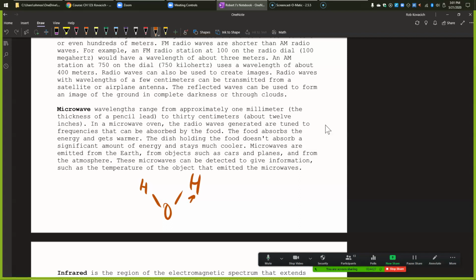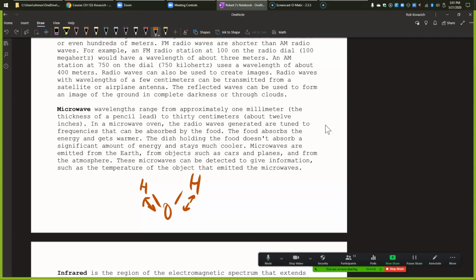So the hydrogen and oxygens go in and out like a slinky. There's also a little bit of rotational direction with this, but with microwaves, we're concerned about the in and out slinky effect of the H's and the O's.